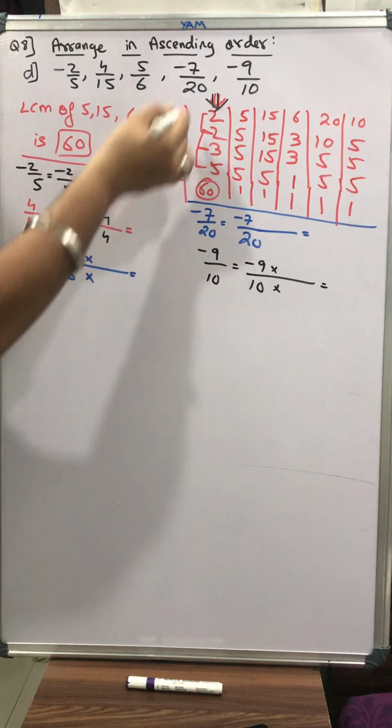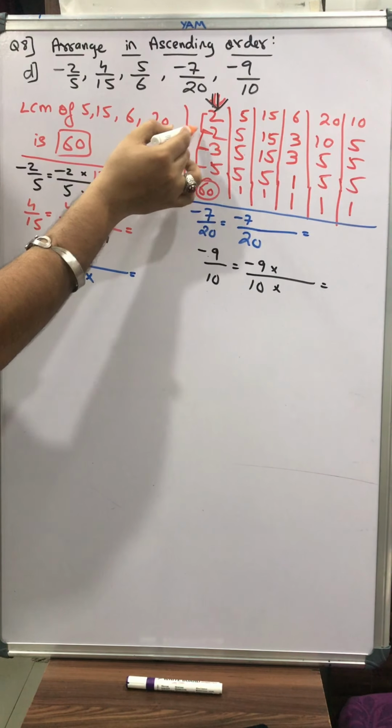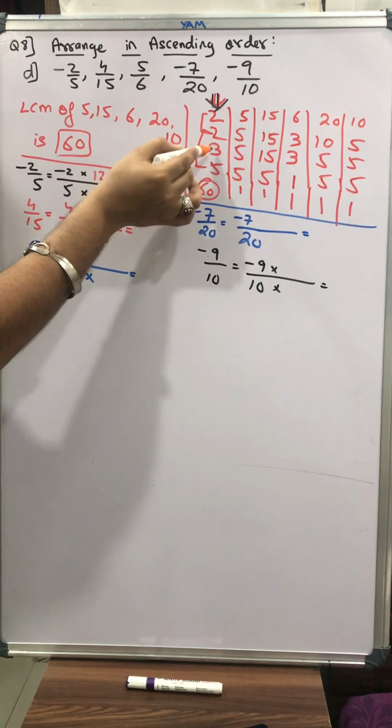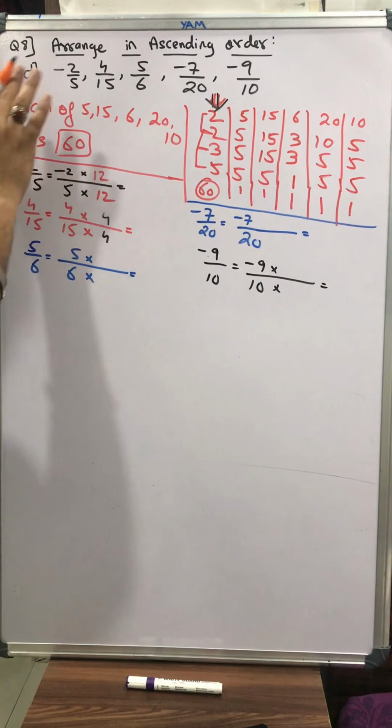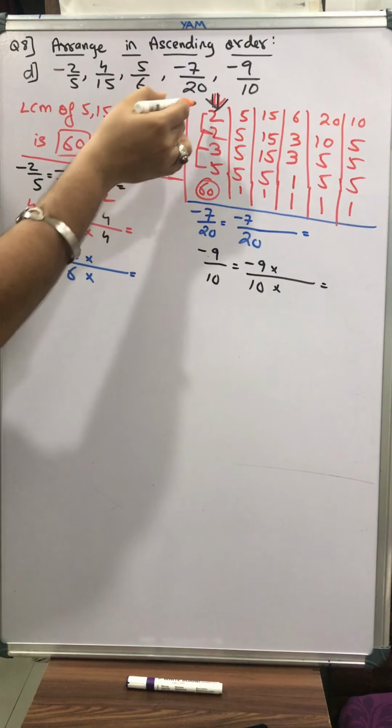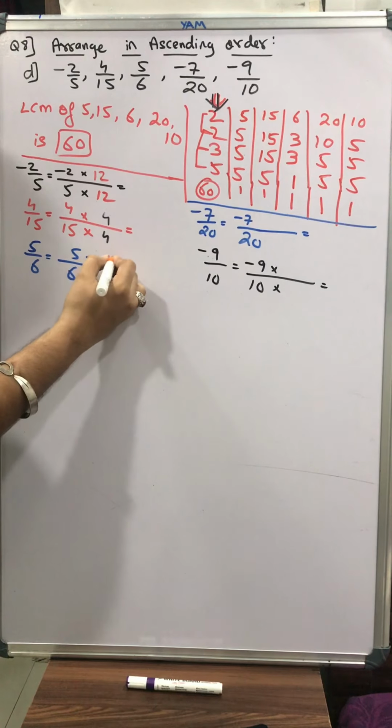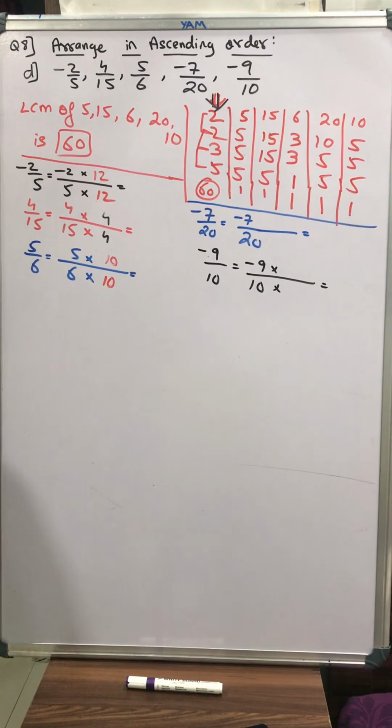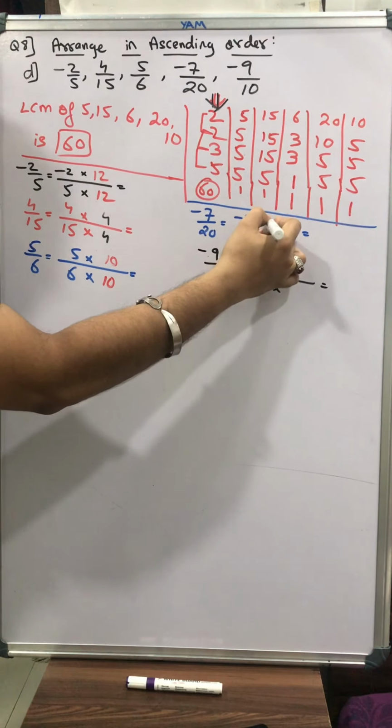So where is 6 in the last column? I can say 3 2s is 6. This 2 and this 3. 2 3s are 6. 6 is already here. So leave that 6. What numbers are remaining? 2 and 5. 2 5s are 10. So 10 10. Okay. Next, I have 20 here.